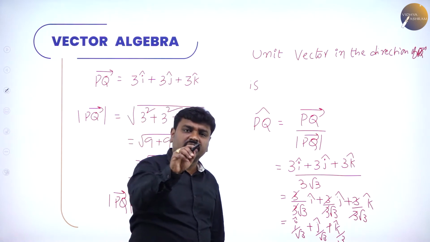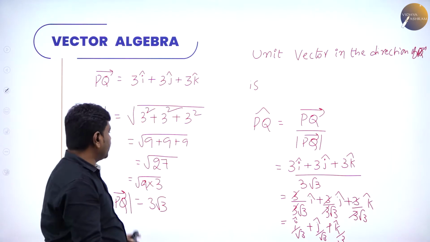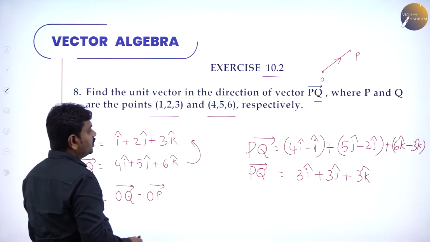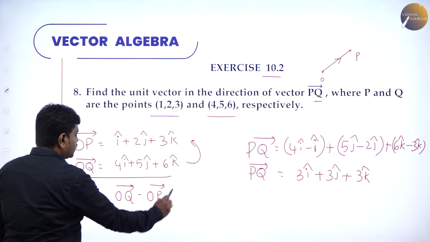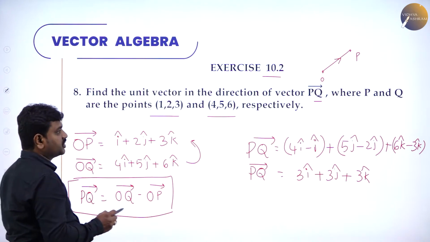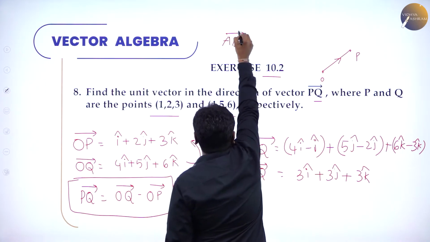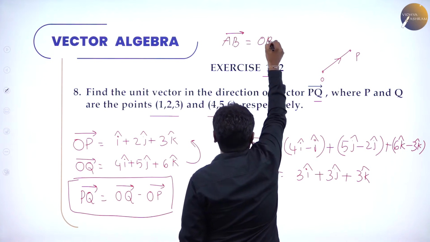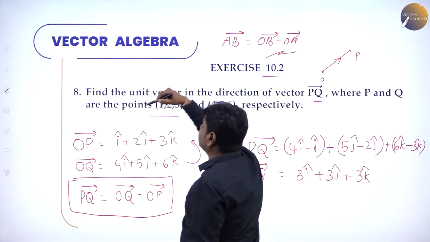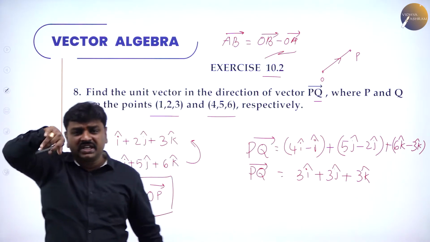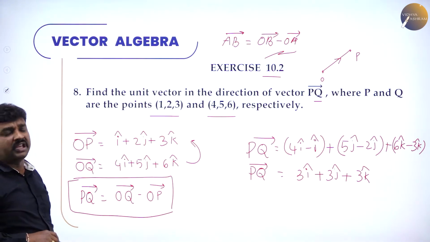So what is the unit vector in the direction of PQ? Vector PQ divided by its magnitude. So how to find vector PQ? They give points, so OQ minus OP. What is the formula? Terminal position vector minus initial position vector. I taught you in my last exercise also. If you want vector AB, you can write it in terms of position vectors as OB minus OA using the law of triangle of vectors. So any vector can be written in terms of position vectors: terminal position vector minus initial position vector. AB is OB minus OA. PQ is OQ minus OP.